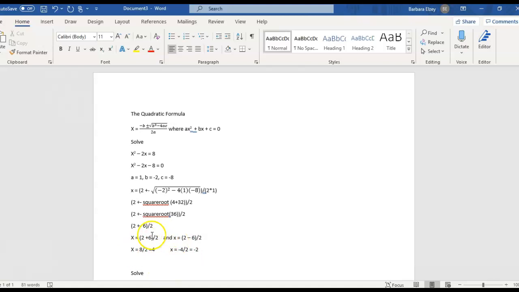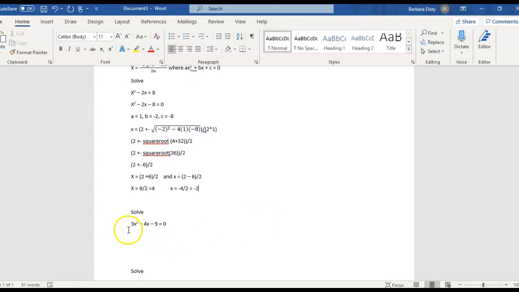Now, if our answers come down to these nice round answers, it means that the original equation would have factored. Let's look at some that don't. Let's identify our a, b, and c. A is 3, B is -4, and C is -9.